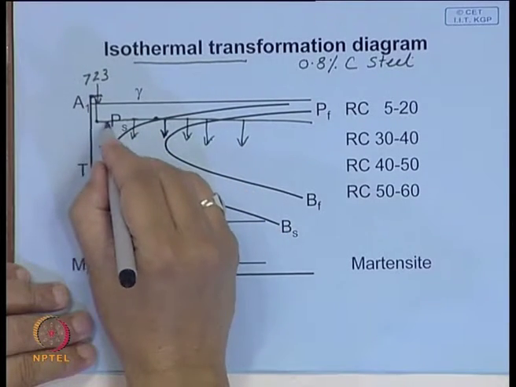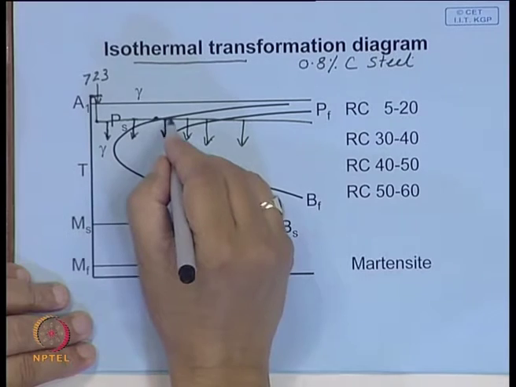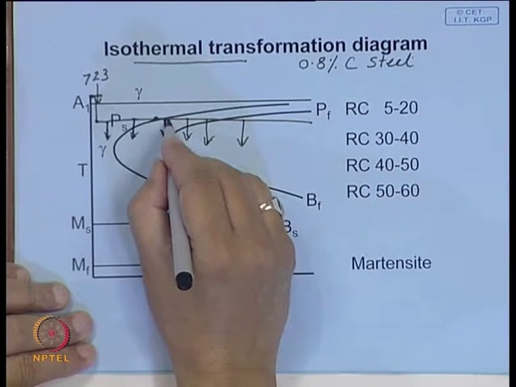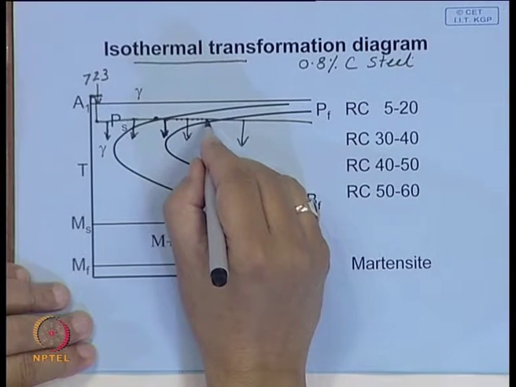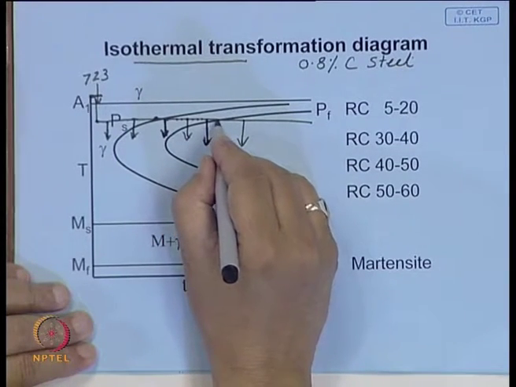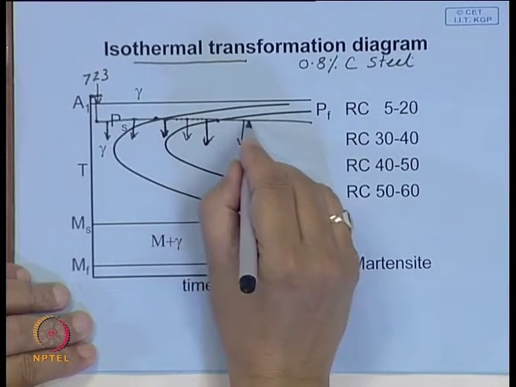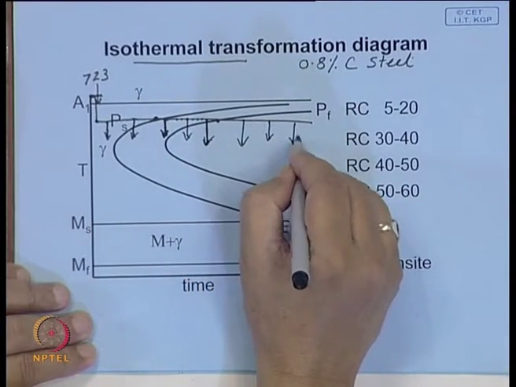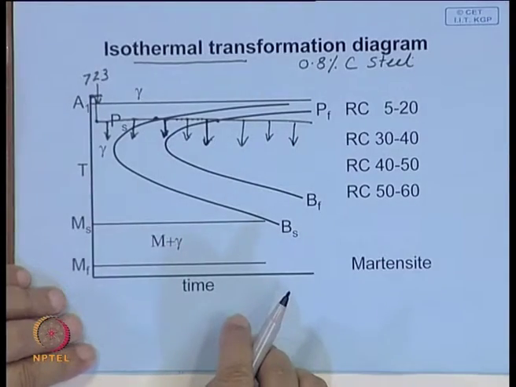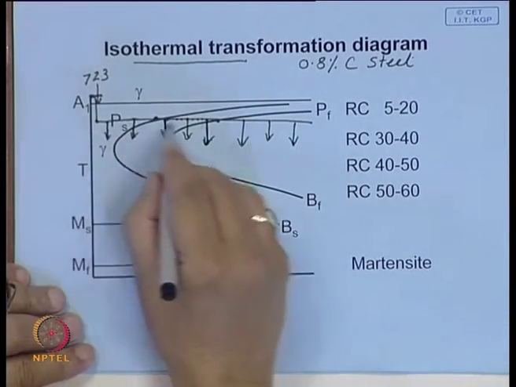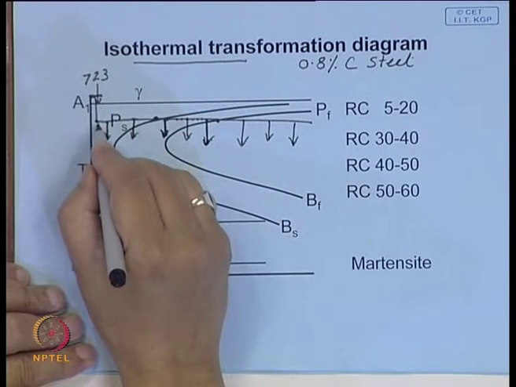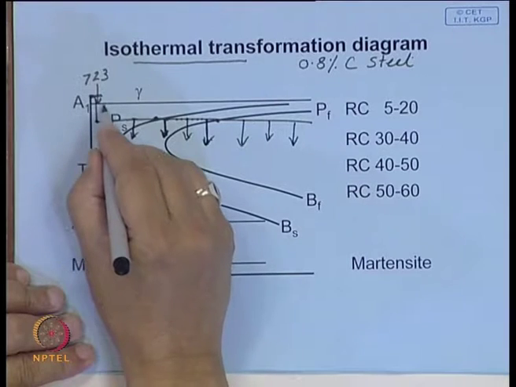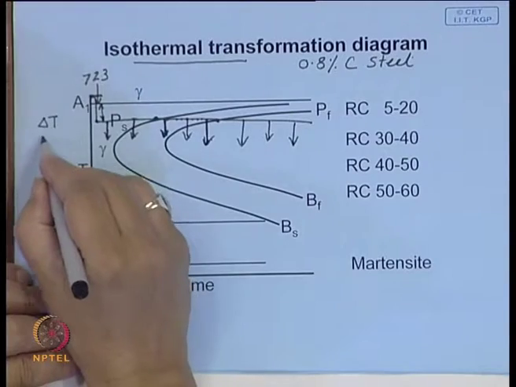You do not see perlite if you quench from here, and then you start seeing perlite from this point. The amount of perlite goes on increasing with time and somewhere here it reaches 100% perlite, and after that if you go on quenching, there is no change in structure. And from this type of experiment, what you can find is that when you cool it at a particular temperature, there is a certain amount of undercooling. Let us say this undercooling is delta T.